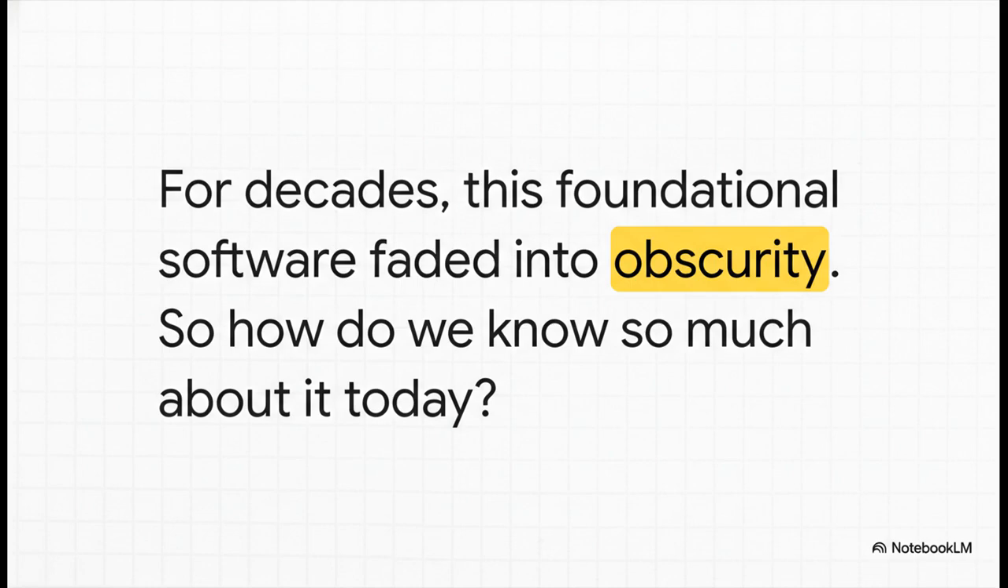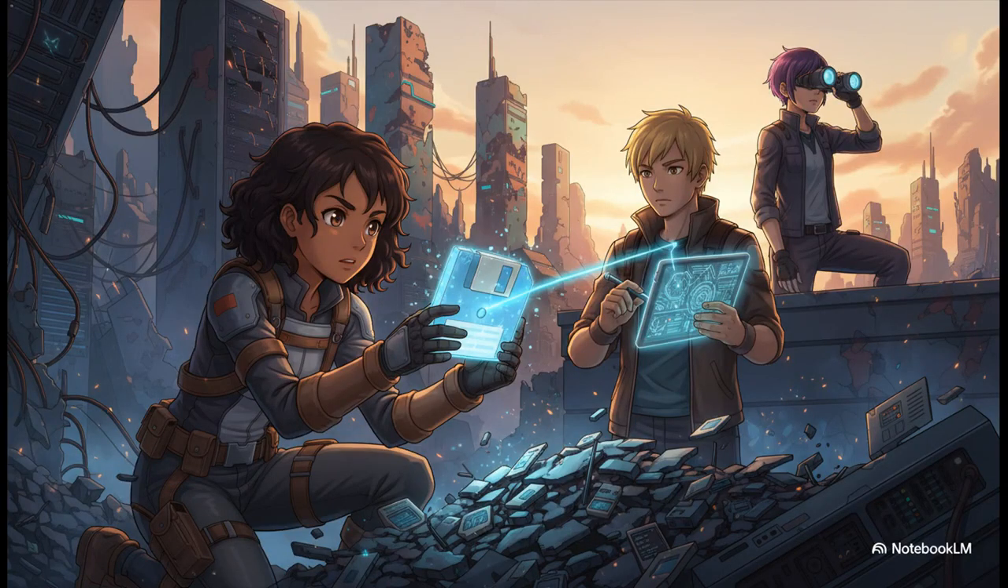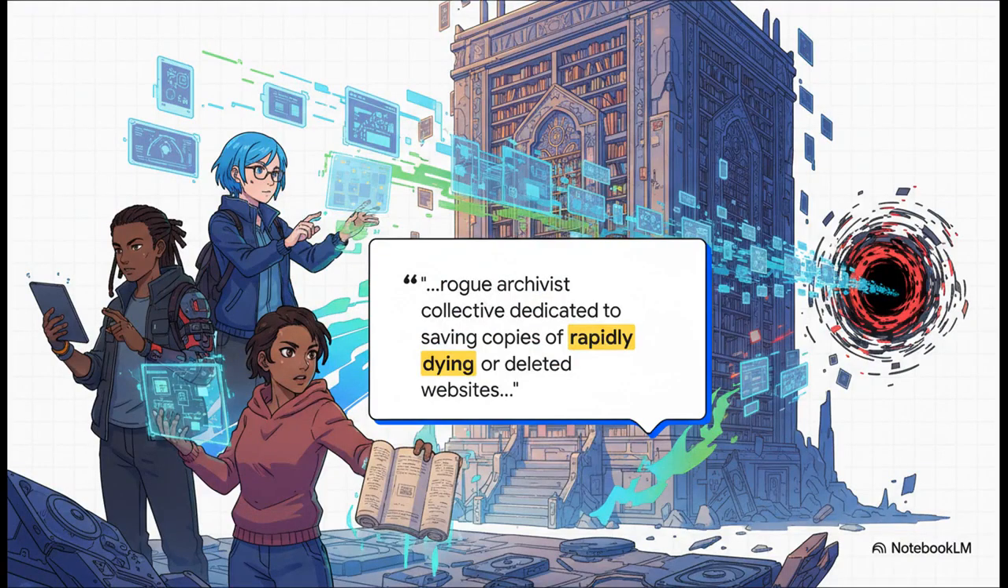How did it survive? Well, the answer comes down to groups like the Archive Team. Now, they're not some big corporation or a government agency. They're a passionate volunteer group of, you could call them digital detectives or digital librarians, dedicated to hunting down our digital heritage before it just vanishes forever. And you gotta love their own description of what they do. They call themselves a rogue archivist collective dedicated to saving copies of rapidly dying or deleted websites. They are literally on the front lines of digital decay, trying to save history in an age where it can be erased with a single click.